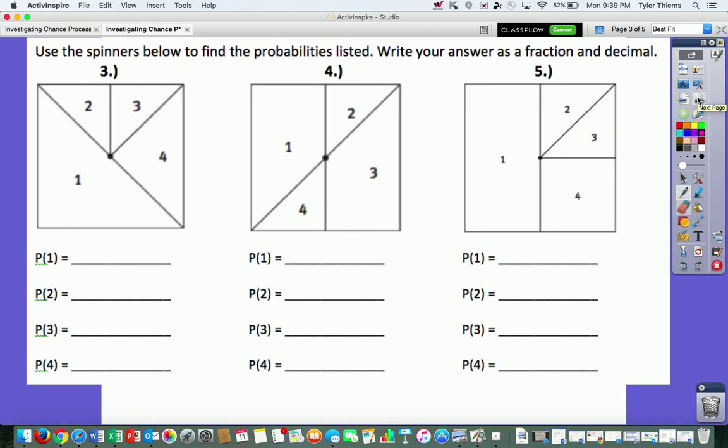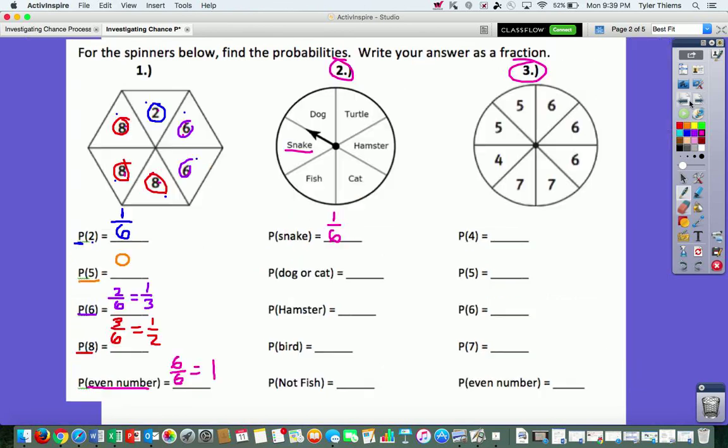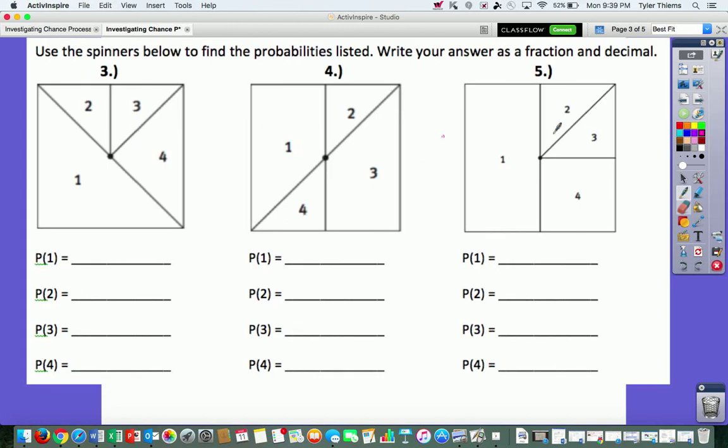Now, for number 3, 4, and 5, I misnumbered those. It should be 4, 5, 6. But for this first one here, we have a weird kind of spinner where it's not all divided equally. And for this, it says use the spinners below to find the probabilities listed. We're going to write our answers as fractions and as decimals in this case.